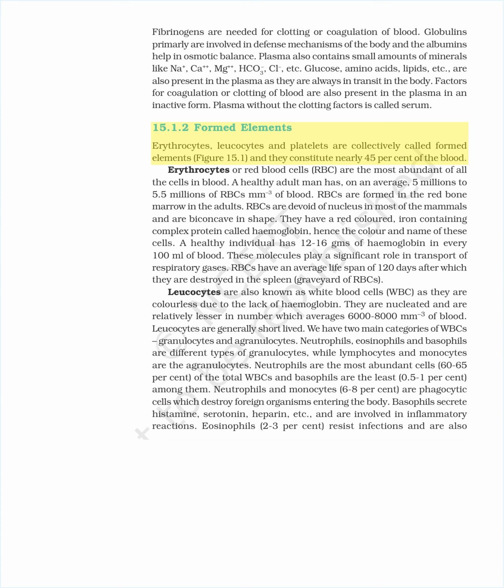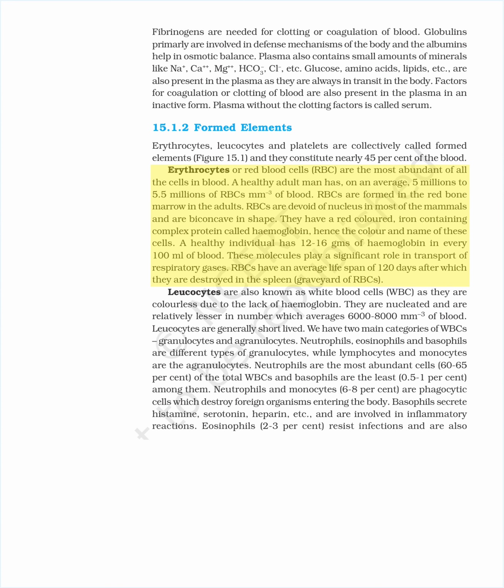15.1.2 Formed elements. Erythrocytes, leukocytes, and platelets are collectively called formed elements, figure 15.1, and they constitute nearly 45% of the blood. Erythrocytes or red blood cells, RBC, are the most abundant of all the cells in blood. A healthy adult man has, on an average, 5 million to 5.5 million RBCs per cubic millimeter of blood. RBCs are formed in the red bone marrow in the adults.